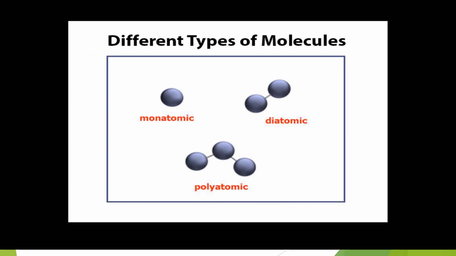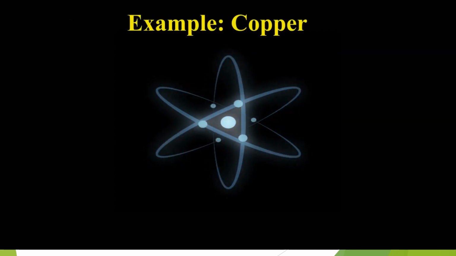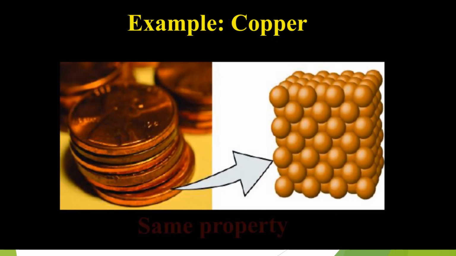There is some matter around us which exists in the form of a single atom. These are called monoatomic molecules. Let's try to understand it by an example. In copper, various copper atoms bind together to form the copper as we see. Each copper atom has the same property as the big-size copper matter.